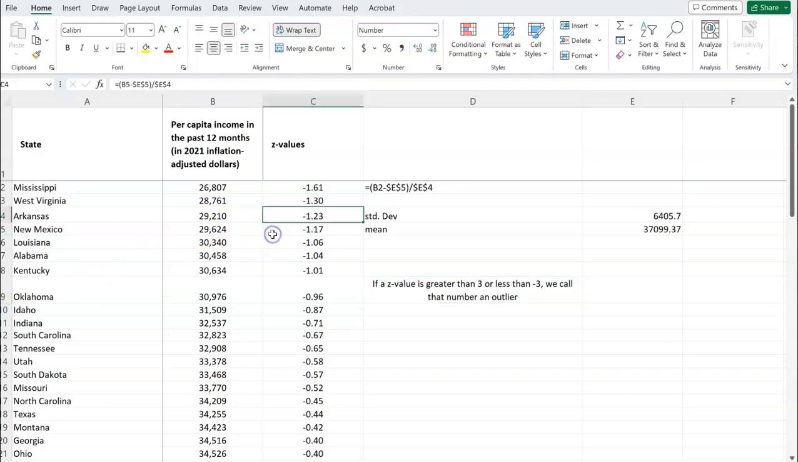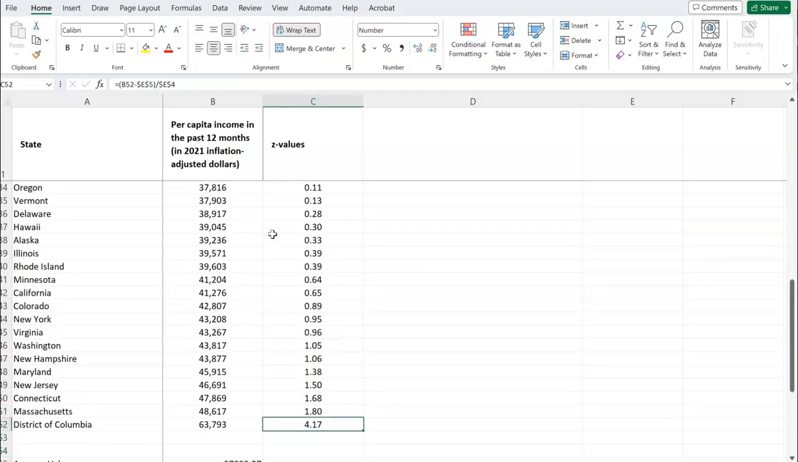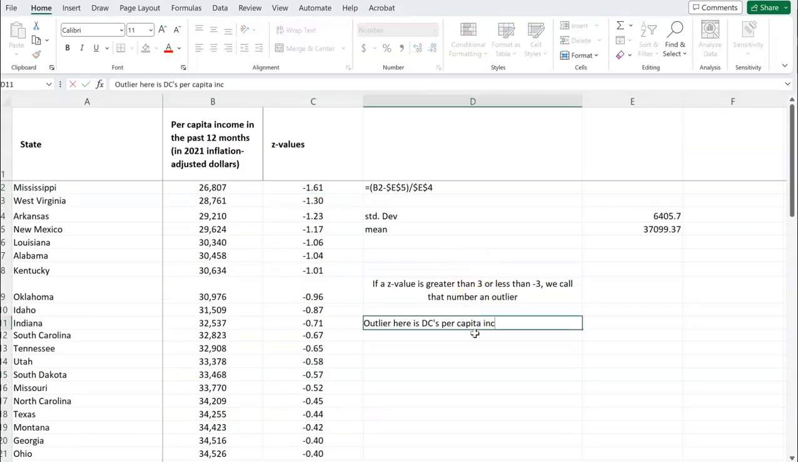If I look at the top numbers, none of these are outliers. They're within that range. The only one that seems to be an outlier is DC, which is at 63,790. So our outlier here is per capita income. And that number helps us to see if there are some numbers that are way too high or way too different from the rest of the numbers that we have.